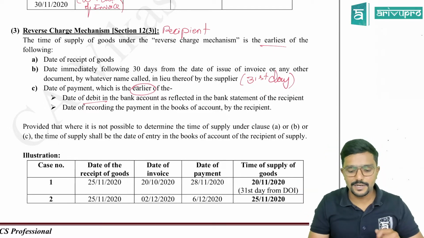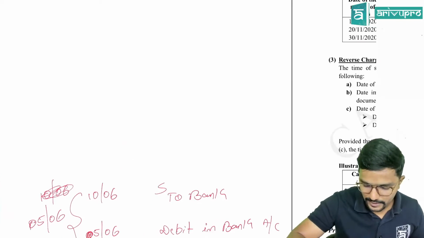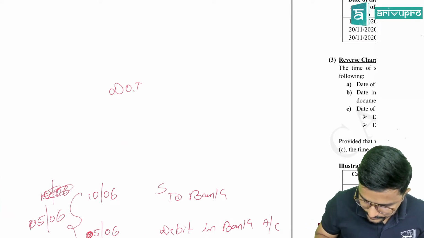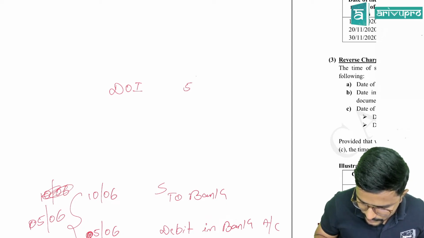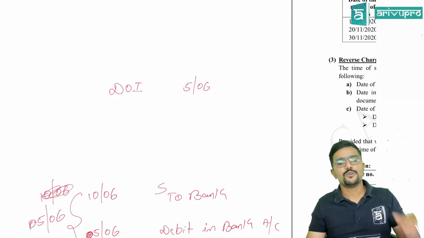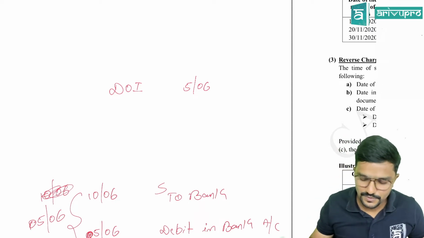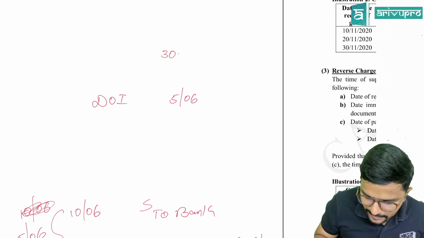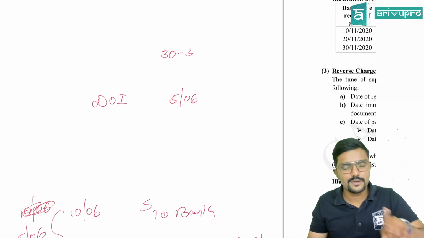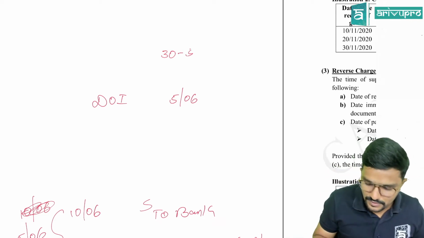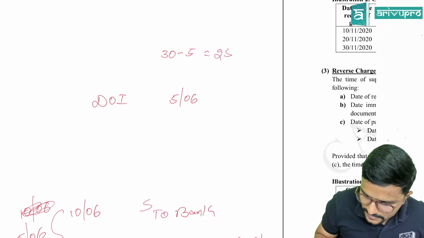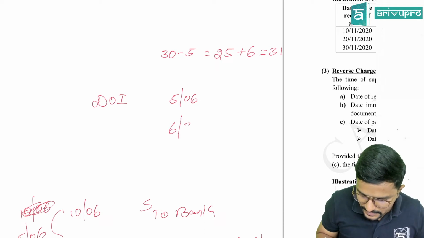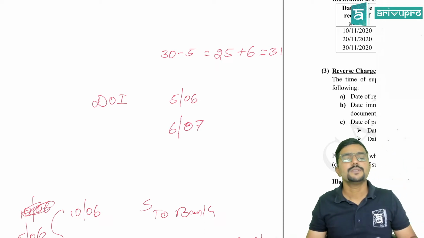Okay, let me explain how to calculate the days. Assume the date of invoice is 5th June. I need to take the 31st day from this. How many days are in June? 30 minus 5. Why 5? Because the date of invoice also should be excluded. It's 25 days. Plus 6 more days to get the 31st day. So what is the 31st day? 6th July, guys. 6th July.